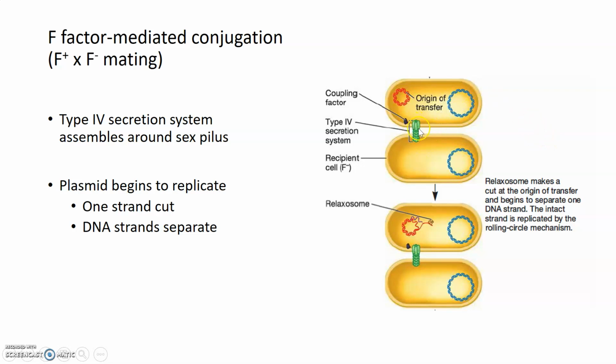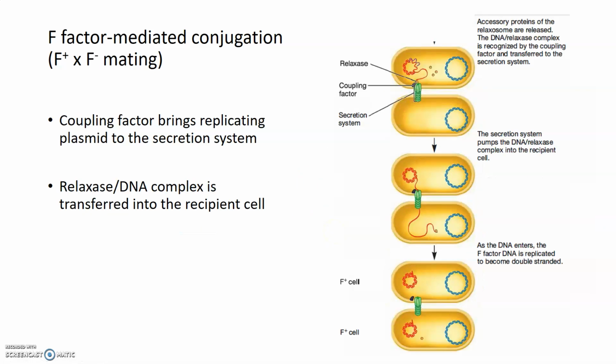The secretion system assembles after the sex pilus has brought the cells close together, and then the F plasmid itself is nicked or cut on one strand, and those two strands are allowed to separate, and that is done by a complex known as the relaxosome. So that relaxosome has cut and basically started to separate that F factor plasmid.